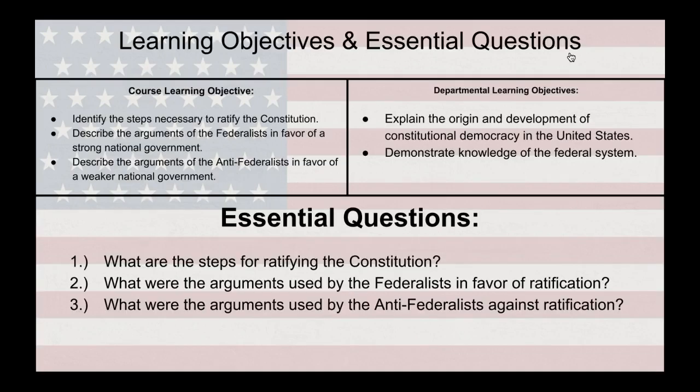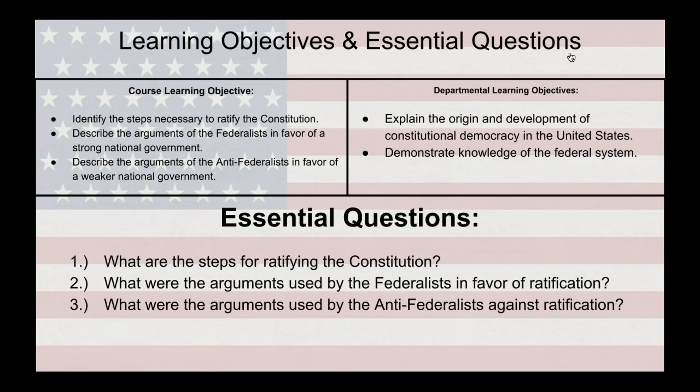And so our course learning objectives are to identify the steps necessary to ratify the Constitution, describe the arguments of the Federalists in favor of a strong national government, and describe the arguments of the Anti-Federalists in favor of a weaker national government. And our departmental learning objectives are to explain the origins and development of the constitutional democracy in the United States and to demonstrate knowledge of the federal system.